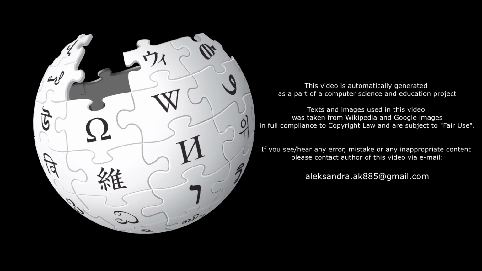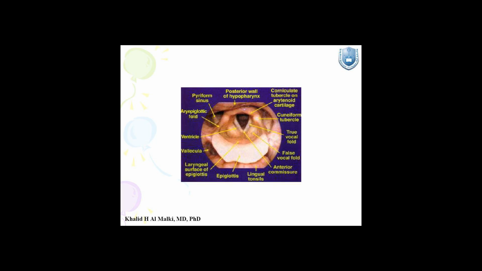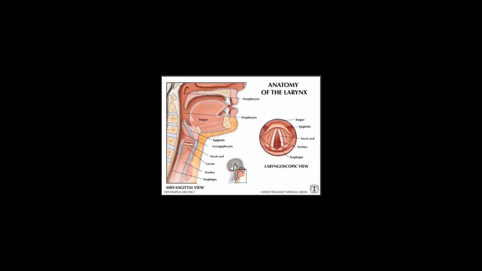It is thus the valve that diverts passage to either the trachea or the esophagus. The epiglottis gets its name from being above the glottis: epi plus glottis. There are taste buds on the epiglottis.